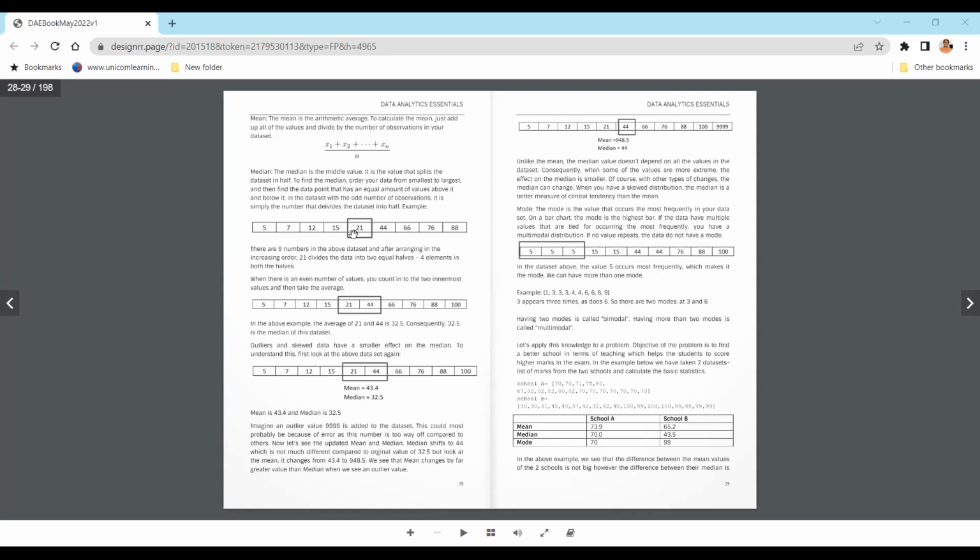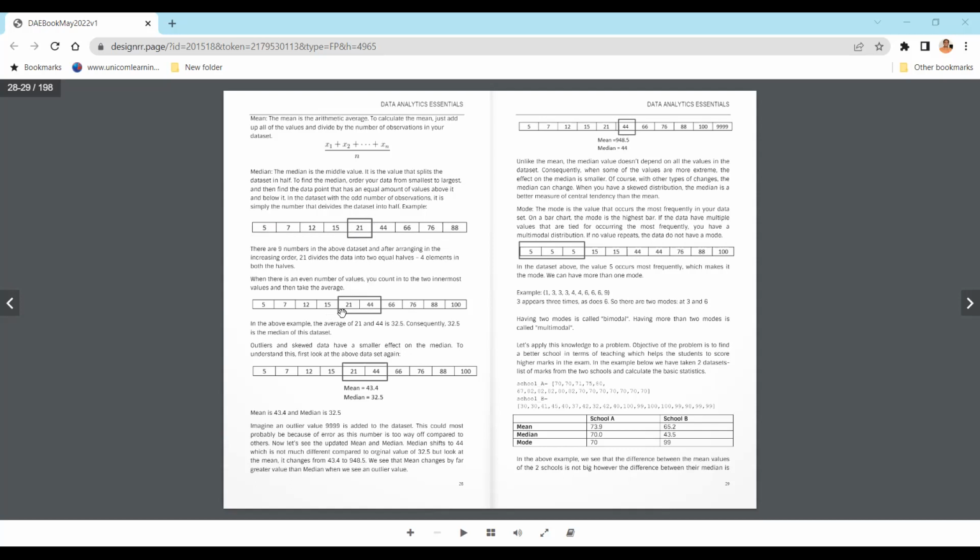Now, if you look at this data set, here you have 4 plus 4 plus 1, 9 numbers. Odd number, okay? In an odd number, 21 divides the data set into two halves, isn't it? So you have 4 on the left, 4 on the right. So 21 is the exact middle. So the median of this data set is 21.